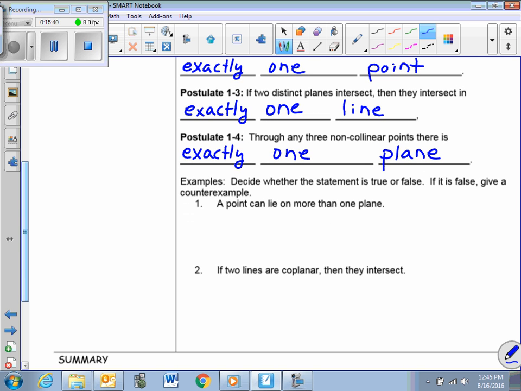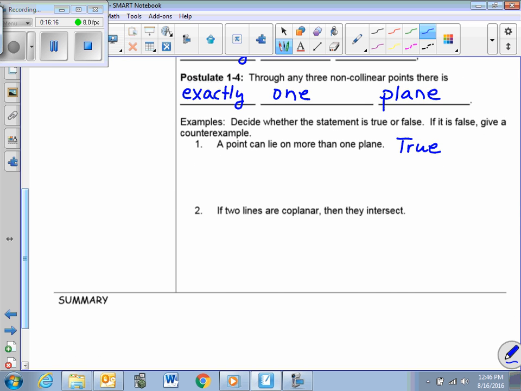All right, we're going to decide whether the statement is true or false. If it is false, give a counterexample. Okay, well, if we can find even one counterexample to any statement, then we just say the statement is false. So how about this? A point can lie on more than one plane. Well, of course it can. That's true, because if you think about the intersection of 2 planes, it's a line, and every point that's on that line is on both planes, right? So a point can definitely lie on more than one plane.